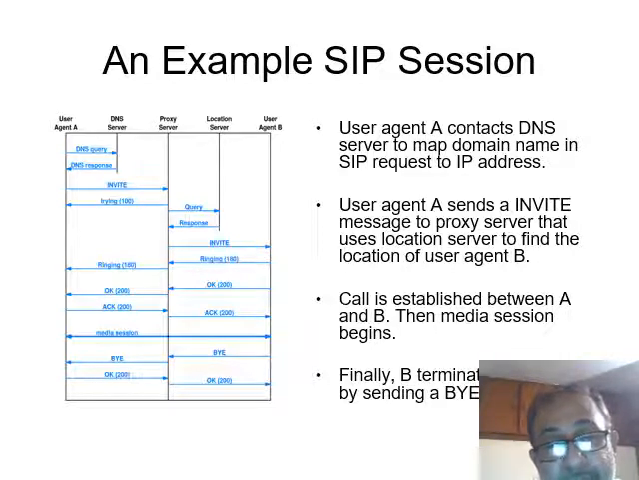Now what happens next is that the ringing tone goes back to user agent A, which initiated the call. After that, when the user picks up the phone, it sends an OK message, then an acknowledgement message goes back. When the acknowledgement goes back, then the media link is established. So the media session starts, in which the voice goes from one side to the other and the other side to the first.